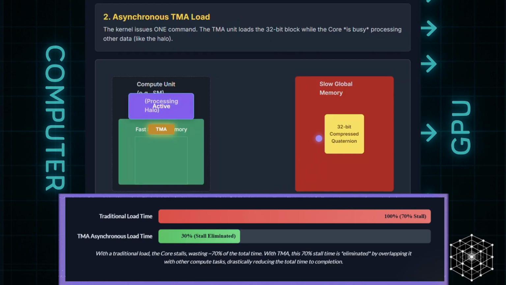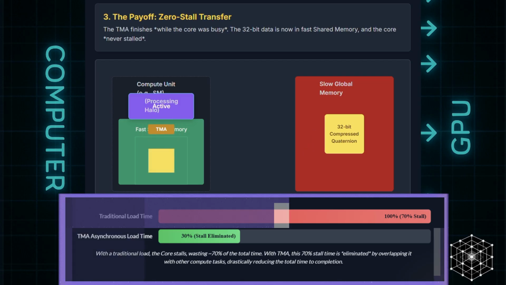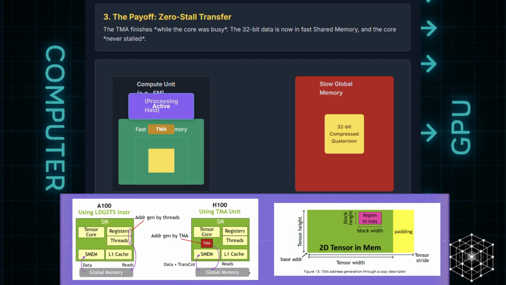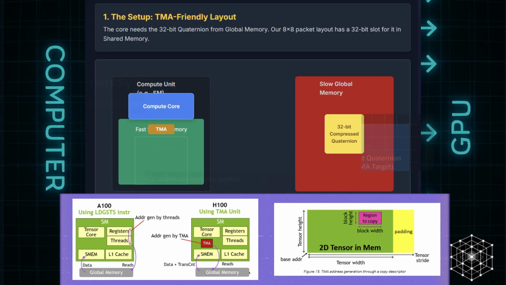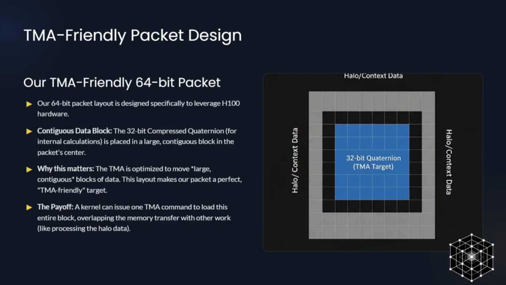First is optimization of the Tensor Memory Accelerator, or TMA, which is a new hardware unit on the H100 designed to asynchronously move large, continuous blocks of data, like tensors or quaternion blocks, from slow memory to the fast shared memory. Our layout is TMA-friendly. This means a kernel can issue a single asynchronous TMA command to load the entire quaternion while the threads are busy doing other work, like processing the halo data.